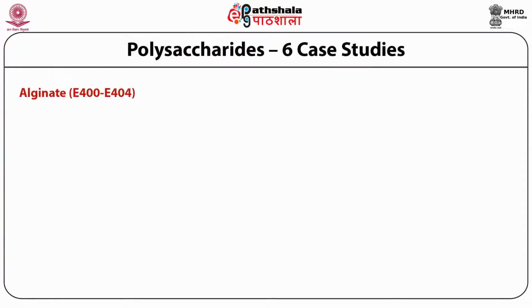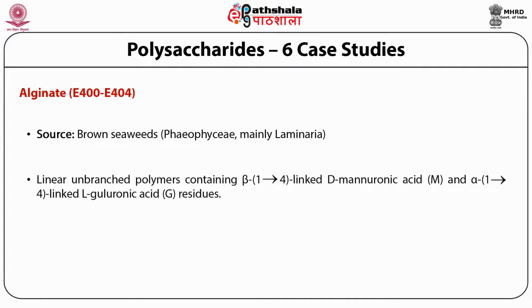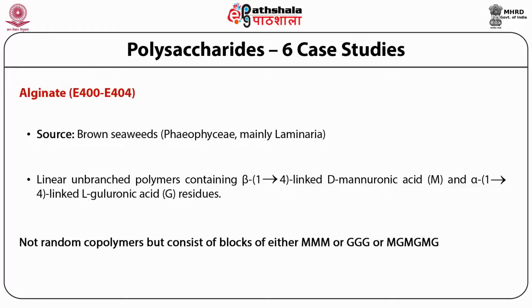The first example of complex carbohydrates is alginate. The source of alginate is brown seaweeds, and it is a linear unbranched polymer containing beta-1,4 linked D-mannuronic acid and alpha-1,4 linked L-guluronic acid residues, with links between these two. They are not random copolymers but consist of blocks of either mannuronic acid triples or guluronic acid triples, or a mix between these two, which gives the alginate complex carbohydrate.